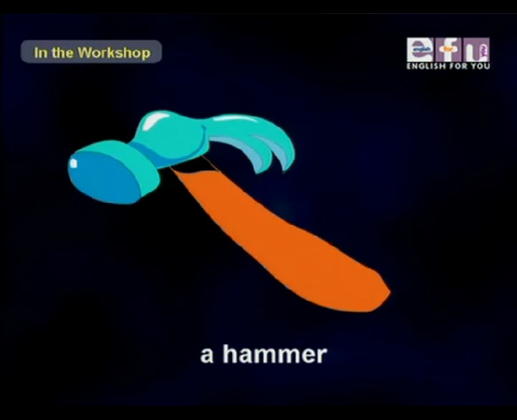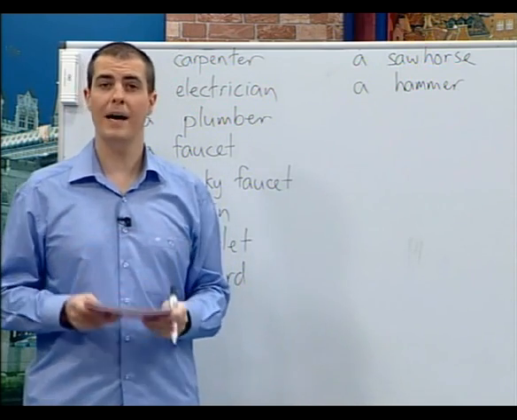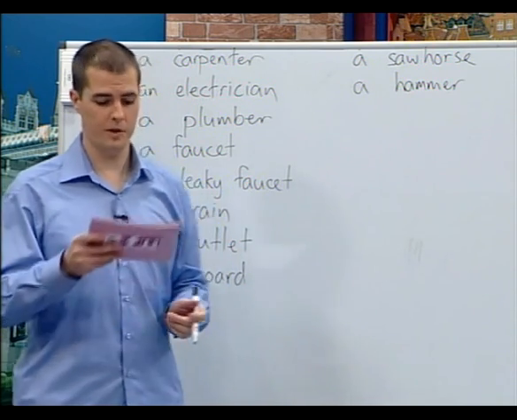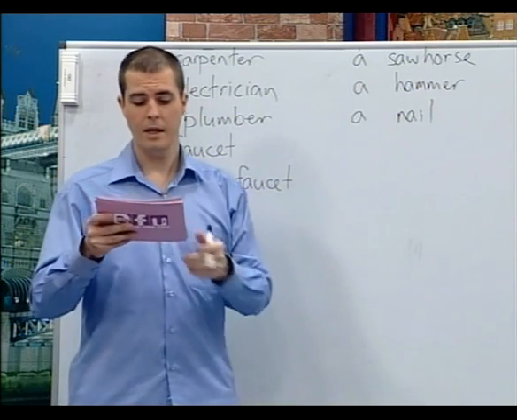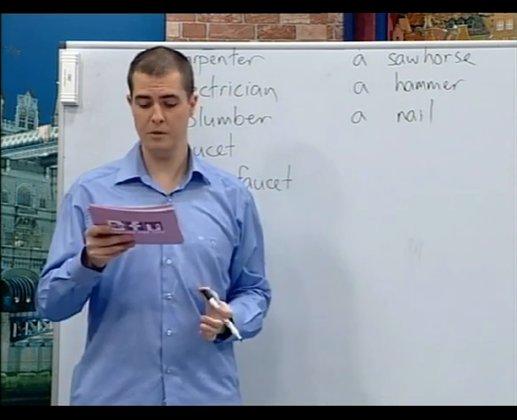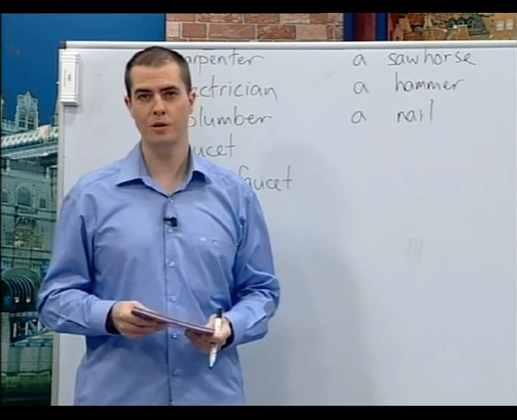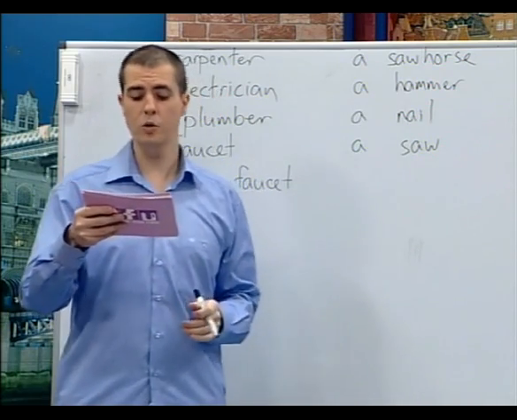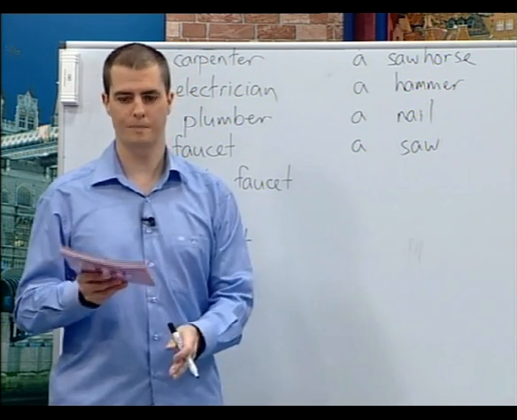A hammer is a tool with a heavy metal part on a long handle, and it's used for hitting nails into wood. And what's a nail? A nail is a thin, pointed piece of metal which you force into a piece of wood with a hammer to fasten the wood to something else. A saw is a tool with a row of V-shaped pieces used for cutting wood.